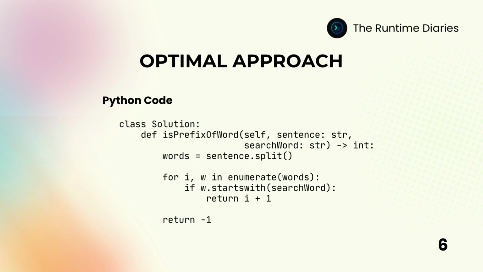In Python, this becomes extremely clean because strings come with a built-in method called startswith. You split the sentence into words. Then, you loop through the words using enumerate, which gives you both the index and the word itself. For each word, you check if it starts with the search word using the startswith method. If it does, you return the index + 1. If the loop completes without returning, you return -1. This solution passes all test cases. It's intuitive, it's readable, and the runtime is excellent because sentence lengths are small.